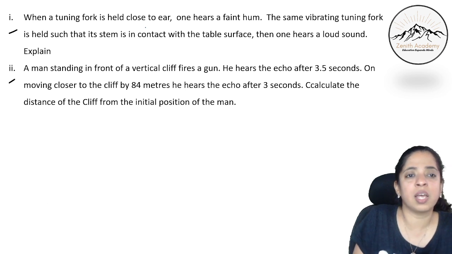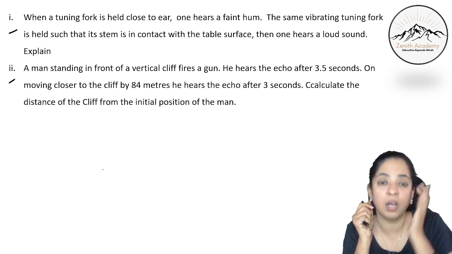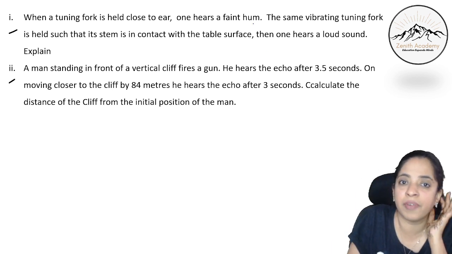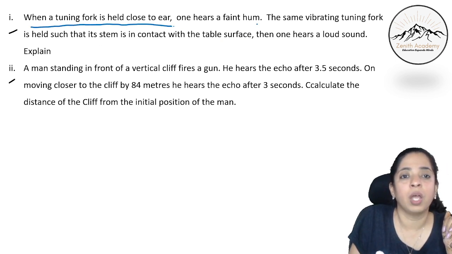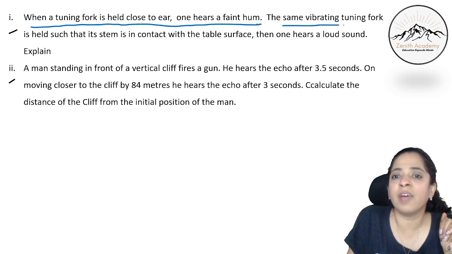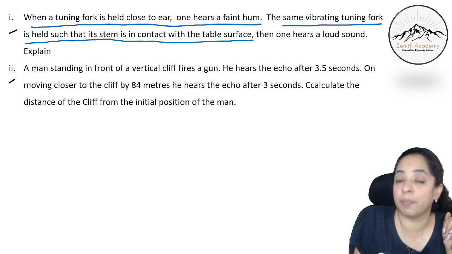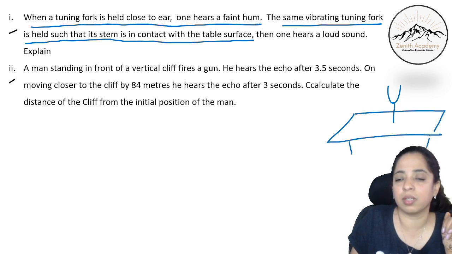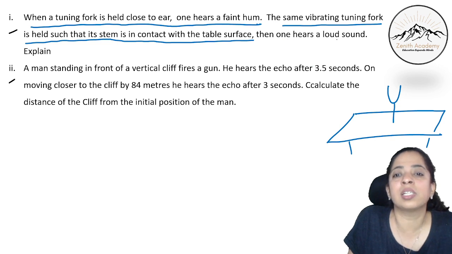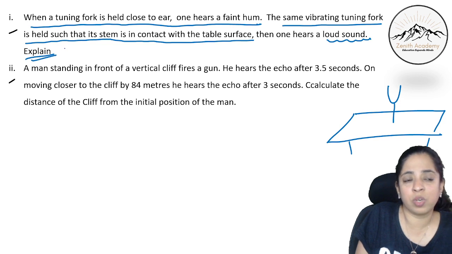Okay. When a tuning fork is held close to the ear, when you hit the tuning fork and place it close to an ear, one hears a faint hum. Let me read the question first. When a tuning fork is held close to the ear, one hears a faint hum. The same vibrating tuning fork is held such that its stem is in contact with the table surface. Now the stem of this tuning fork is in contact with the table. If this is a table surface, then one hears a loud sound. Now we are able to hear a loud sound. Explain. This was a theory part.